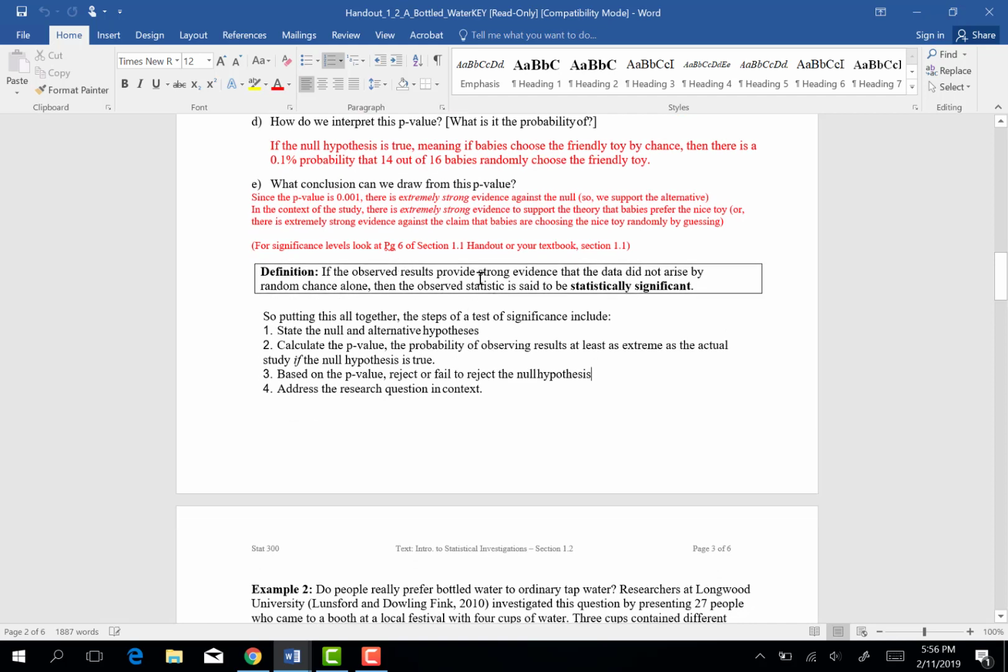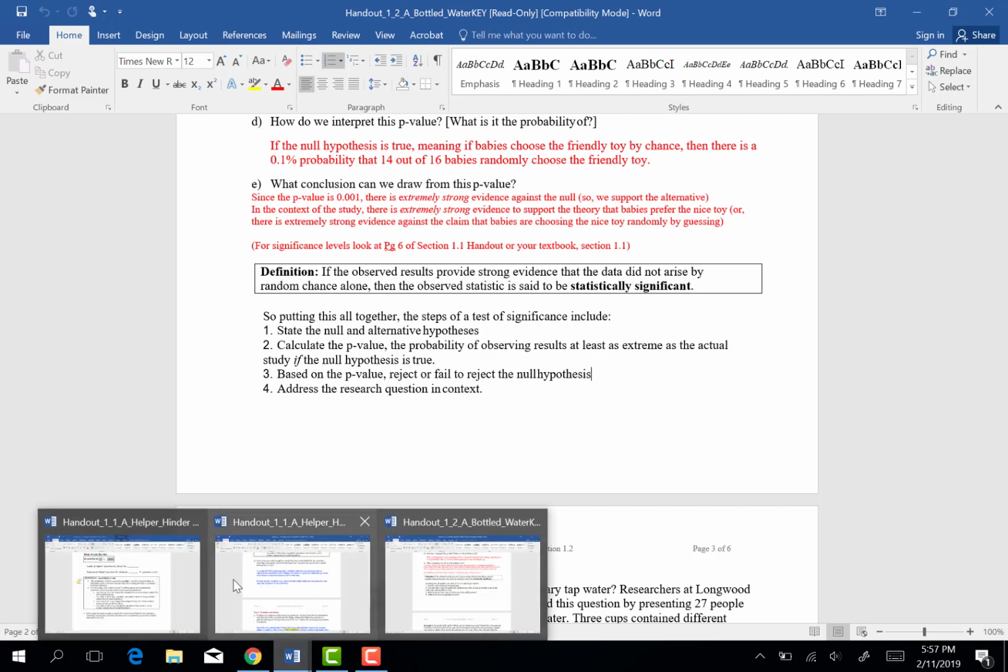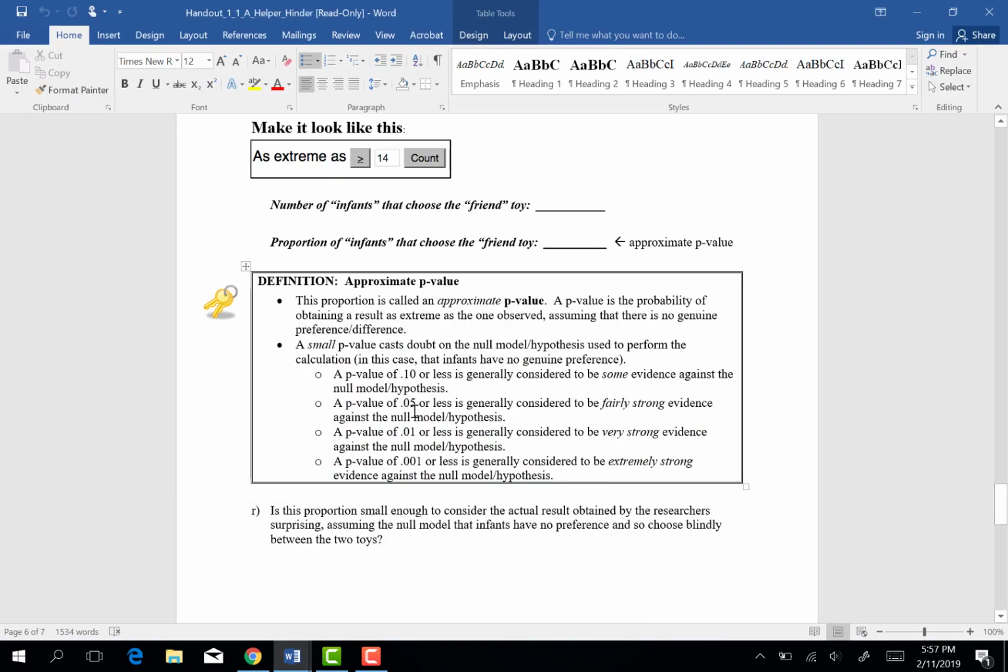And our definition here, what does it mean to be statistically significant? If the observed results provide strong evidence that the data did not arise by random chance alone, that's what we consider to be statistically significant. So strong, that means we want our p-values to be around 0.05, 0.01, 0.001. Notice that 0.1 is just some evidence. This is fairly strong, so as long as we have the word strong in there, that is acceptable. So 0.05, 0.01, 0.001 are acceptable p-values, and anything smaller than that.